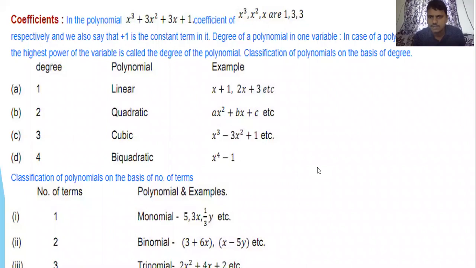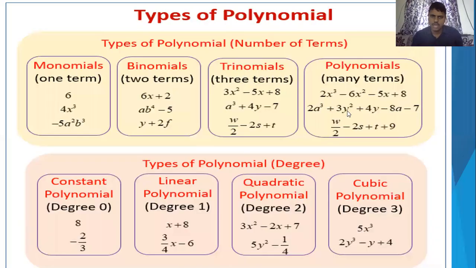Now, there are examples of monomials, binomials, trinomials, and polynomials. Many terms is a polynomial. More than 3 terms you can call a polynomial. Don't remember anything else, just call it a polynomial. Is it clear, Arbaz? Yes, sir.